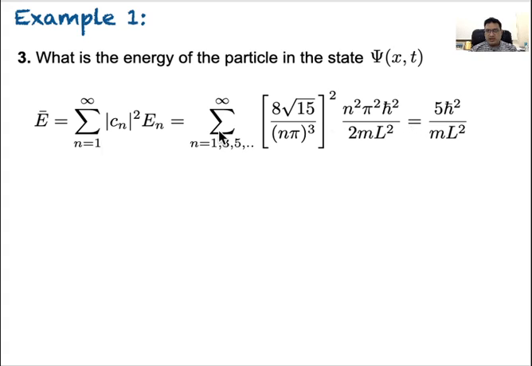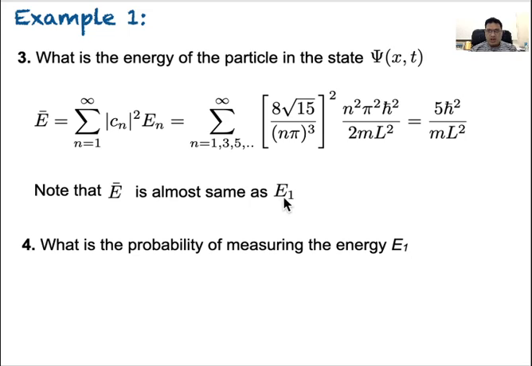You will see that the average energy for a particle in this state comes out to 5 h cross squared over m L squared. So we can see that the average energy is almost E1. This is also true from the previous slide, that the total wave function psi of x,t is mostly composed of phi 1. That's why the average energy is also dominated by E1. Now, what is the probability of measuring the energy E1?